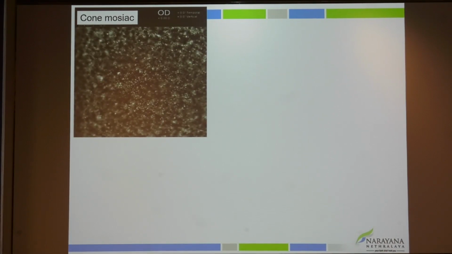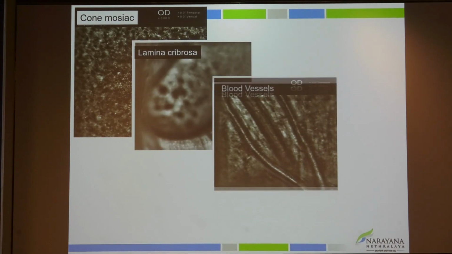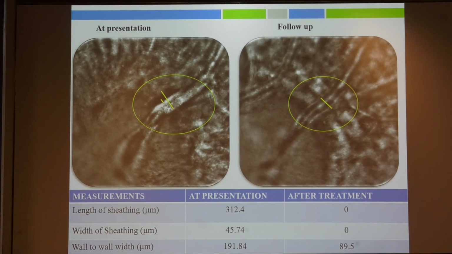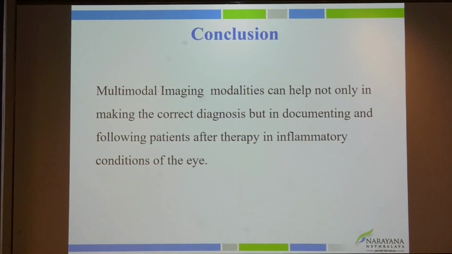Okay, no problem. We can study the cone, optic disc, blood vessels, and RPE. Here is a case of granulomatosis with polyangiitis. The fundus looks normal. FFA shows staining of the vessels. You can see the parallel sheathing in adaptive optics. Following treatment, we could see the resolution of the sheathing in this case.